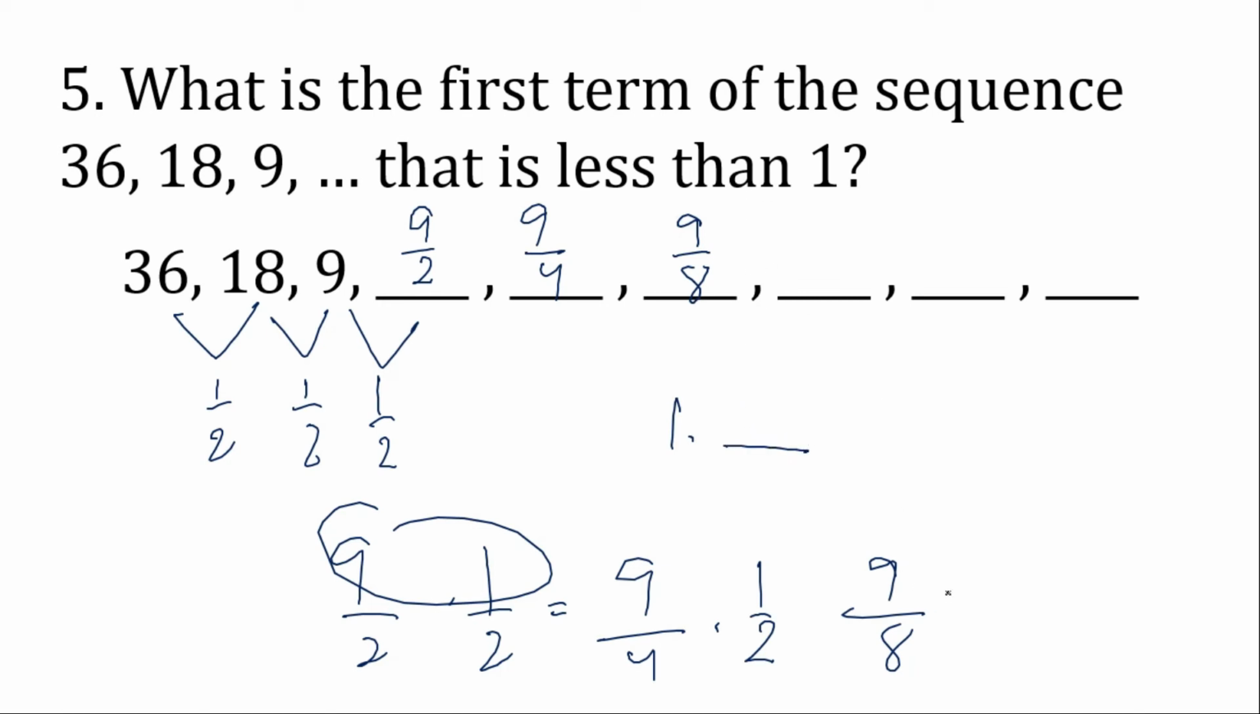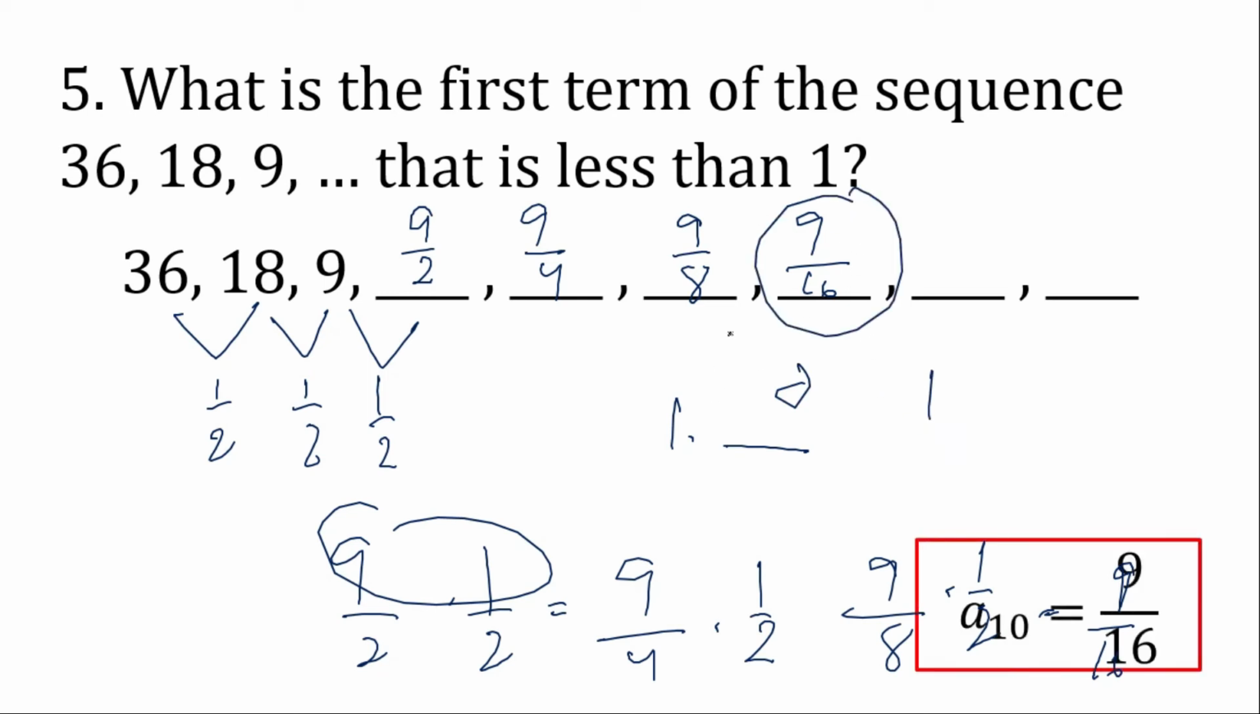Now let's multiply it again by 1/2. That would be 9 over 16. Now if you use your calculator and divide 9 by 16, you will know that this is between 0 and 1. So this is less than 1. So our answer is 9 over 16.